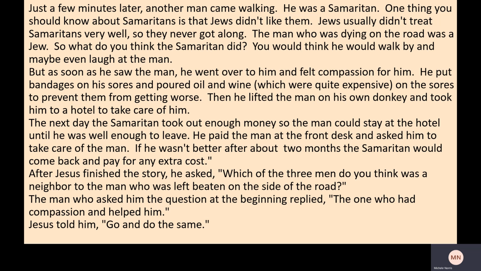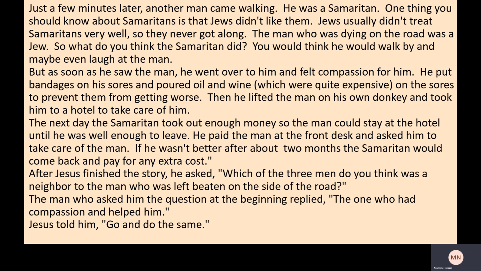He put bandages on his sores and poured oil and wine, which were quite expensive, on the sores to prevent them from getting worse. Then he lifted the man on his own donkey and took him to a hotel to take care of him. The next day, the Samaritan took out enough money so that the man could stay at the hotel until he was well enough to leave. He paid the man at the front desk and asked him to take care of the man. If he wasn't better after about 2 months, the Samaritan would come back and pay for any extra cost.